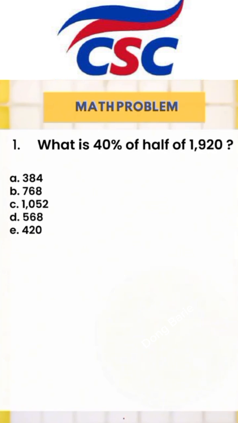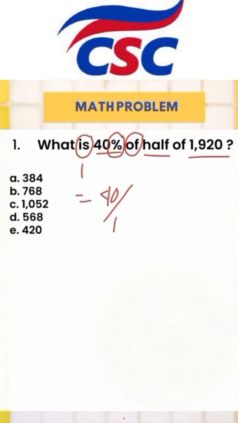What is 40% of half of 1,920? Okay, so always remember itong mga word na is, at, of. So is meaning equal sign yan. 40%, pag sinabing percentage, meaning per 100, always remember that. So 40 over 100, of meaning multiplication.